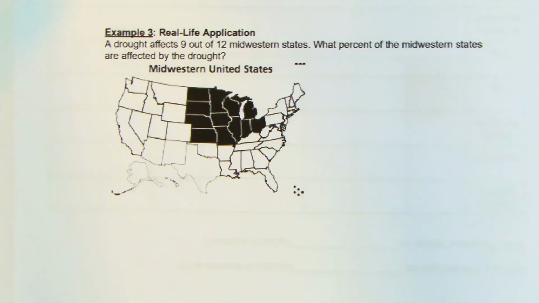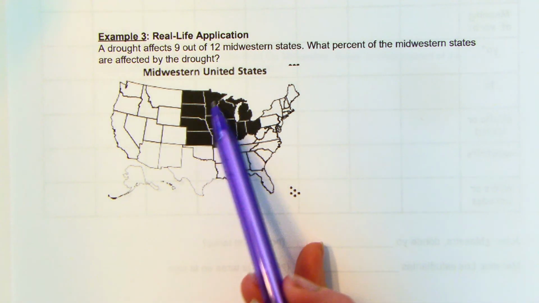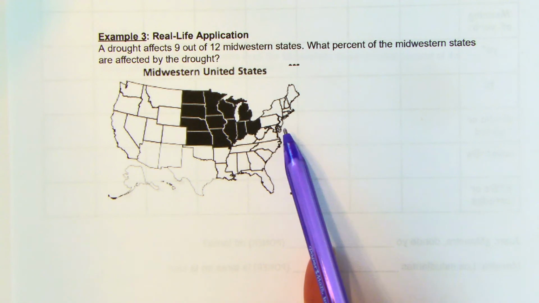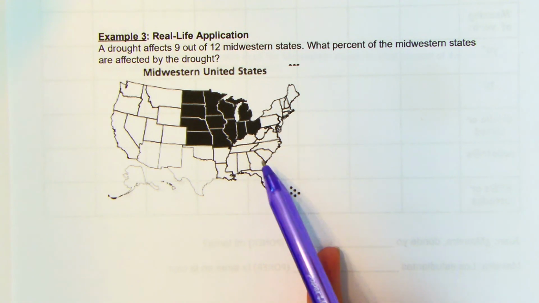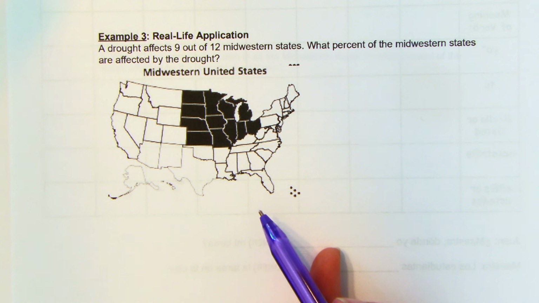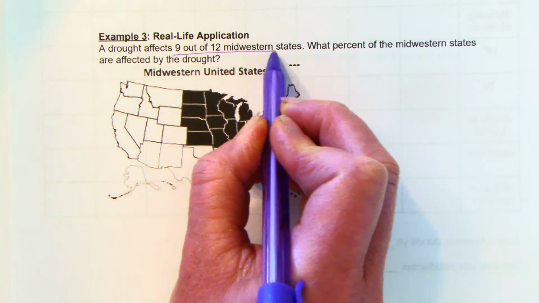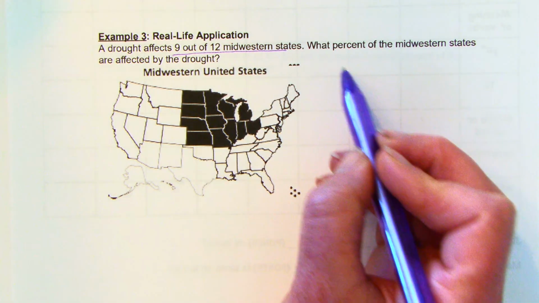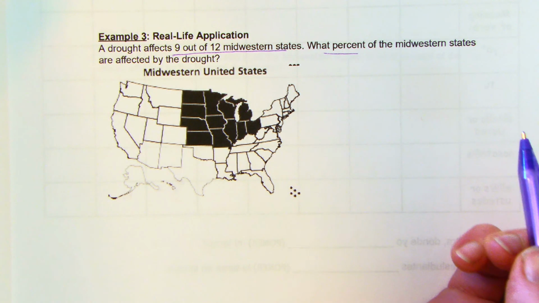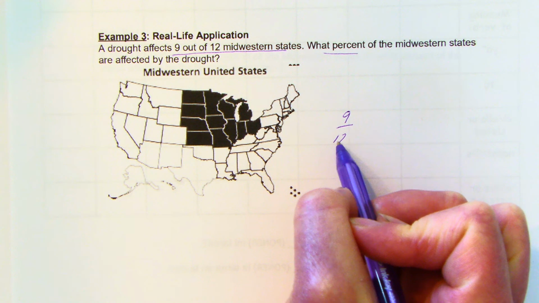And then we have a real-life application here. So it says the ones that are shaded here are the Midwestern states. It says that a drought affects 9 out of 12 Midwestern states. What percent of the Midwestern states are affected by the drought? So 9 out of the 12 are affected by the drought, and we want to turn that into a percent. So the first thing we have to do, 9 out of 12.